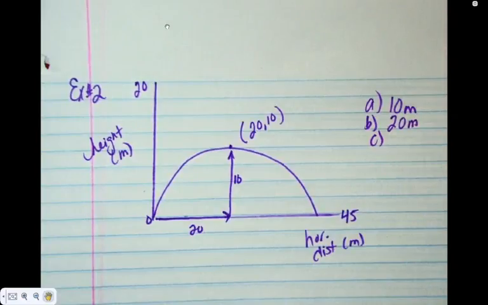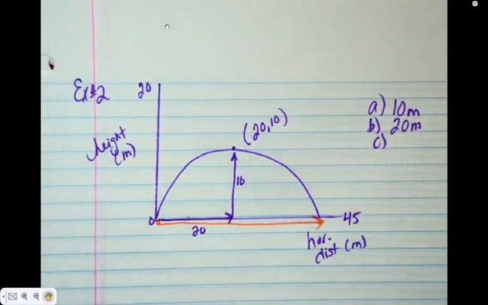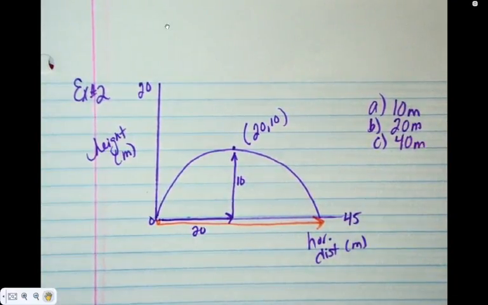How far does the ball travel horizontally from when it's kicked until it hits the ground? So we want to go from 0 all the way to where it hits over here. Thoughts? Why 40? And why is it 20 times 2? Awesome, kind of a co-answer there.